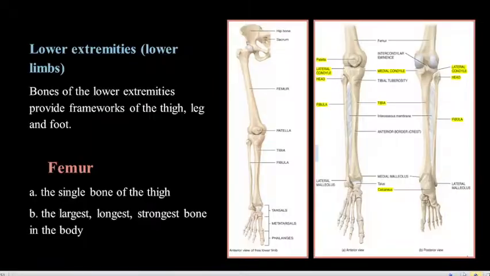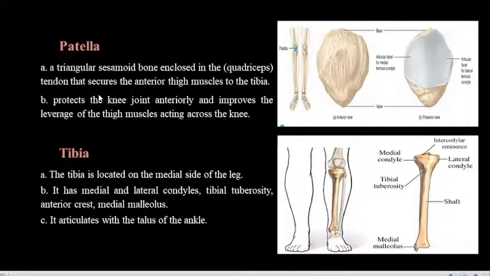Okay, next. Lower extremities, sa lower limbs. So, bones of the lower extremities provide frameworks of the thigh, leg, and foot. Ito po ang thigh, the upper part. The lower part is the leg, and then you have the foot. Ang bone natin sa thigh is the femur. It is the strongest, the longest, and the largest bone in the body. Siya ang pinakamalakas. Followed by your patella, covering the knees, no? Bones that are protecting the joints in the knees.